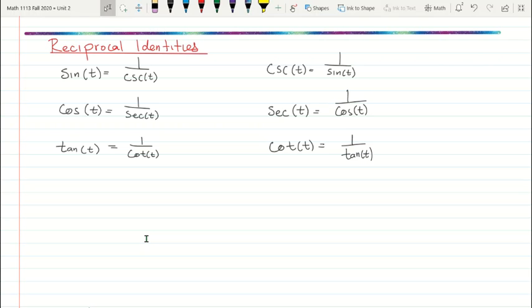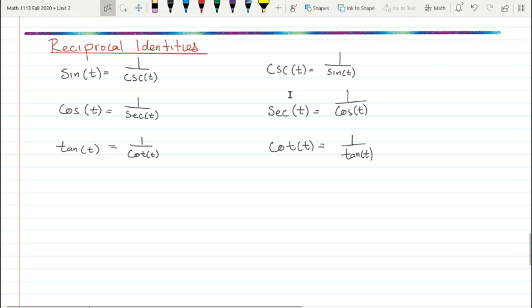So now let's talk about reciprocal identities. Reciprocal identities are the flipped version, if you look at it as a fraction. Remember, sine of t is equal to y, but its flipped version, the 1 over y, also has the definition of 1 over cosecant of t. So this is what we mean by a reciprocal identity. We are defining sine in terms of another function as a reciprocal of it. So sine of t is the same thing as 1 over cosecant of t. Cosine of t is the same thing as 1 over secant of t. Tangent of t is equal to 1 over cotangent of t.